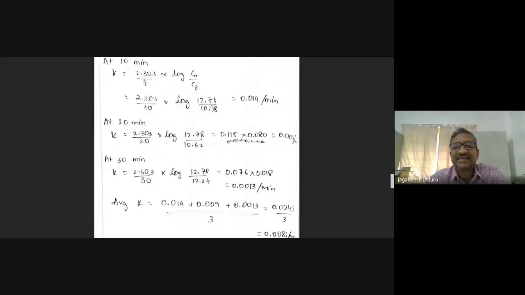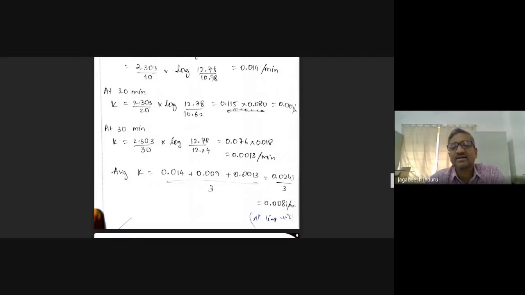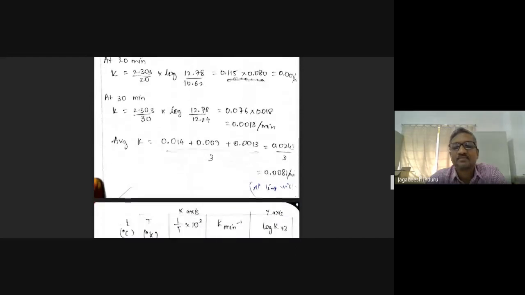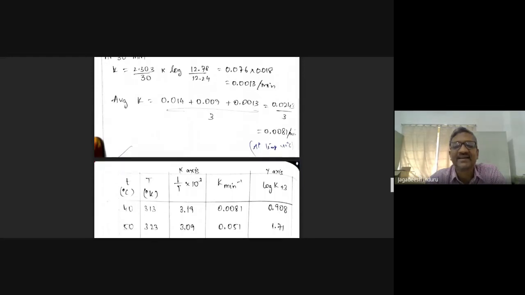So average K is equal to 0.0081 per minute. This is actually given as 40, but it is 70 degree centigrade. You write it as 70 only, not 40. At the top also it is written as 40, but it is 70 degree centigrade.